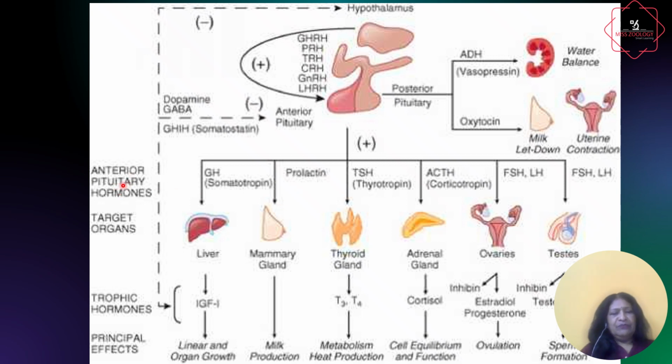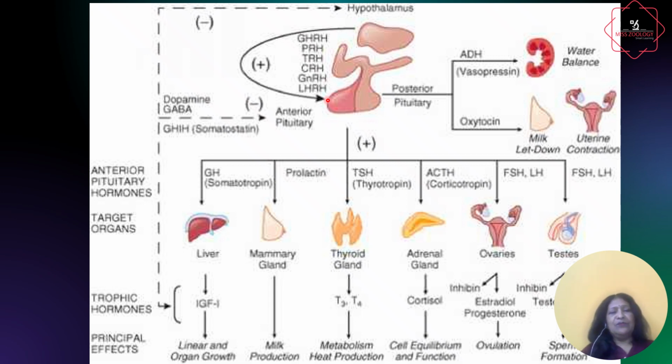Look at this, the middle portion, it's written anterior pituitary, and on the right hand side you have the posterior pituitary. So there are a lot of hormones in the name of releasing hormones, RH being written on this oval arrow coming towards the anterior pituitary. Gonadotropic hormone, releasing hormone.